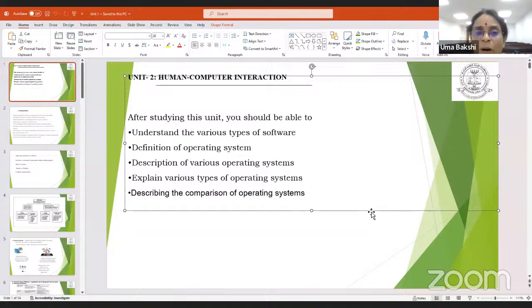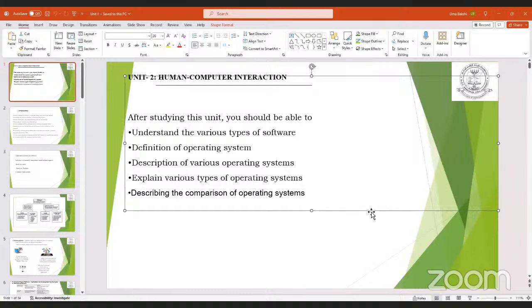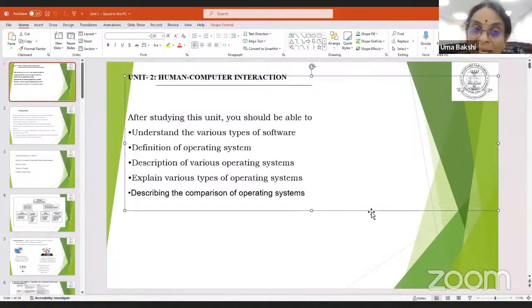Here we are understanding about the various types of softwares that are helping us to understand the definition of the operating system, description of various operating systems. There are more operating systems. Now, what we use generally is the Android, or I can say the Microsoft Windows, but you have Linux, you have Unix, you have Java compiler, C plus compiler, something like that. So description of various operating systems will be there. Explain various types of operating systems and describing the comparison of operating systems.